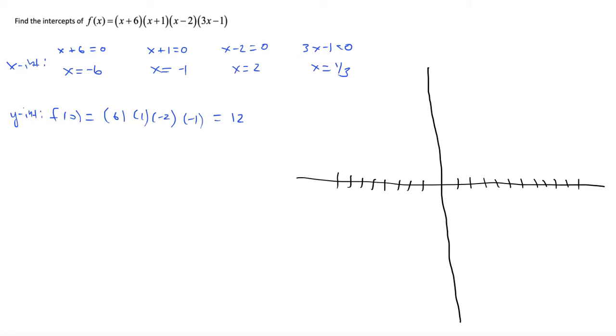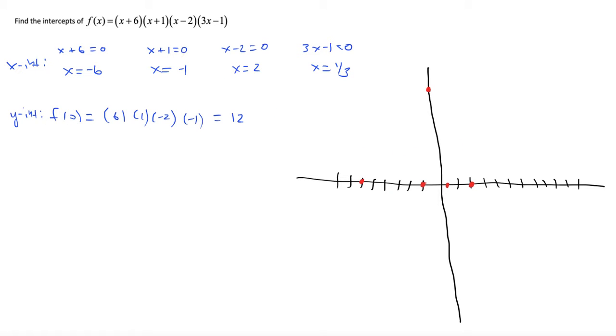Let's take a look. We know where the x-intercepts are. We know that there's an x-intercept here at negative 6, also at negative 1, at positive 1/3, and at 2. We also know that the y-intercept is up here. I'm just going to eyeball this one here at 12. So then the question becomes, okay, what's happening here? What is the graph actually doing?